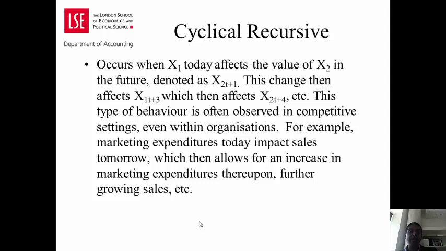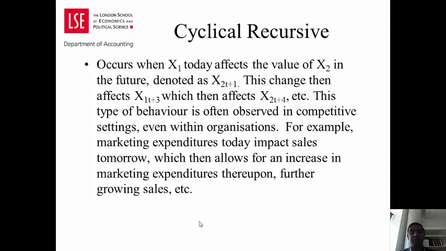And we might call that x2 t plus 1, sometime in the future, t being time. x2 changing then affects x1 in the future, x1 t plus 3, which then affects x2 t plus 4, etc. So what I do to x1 today affects x2 in the future, x2 then affects x1 in the future, x1 being different affects x2 again, and we keep going forward. Cyclical recursive. A very simple example to illustrate this.